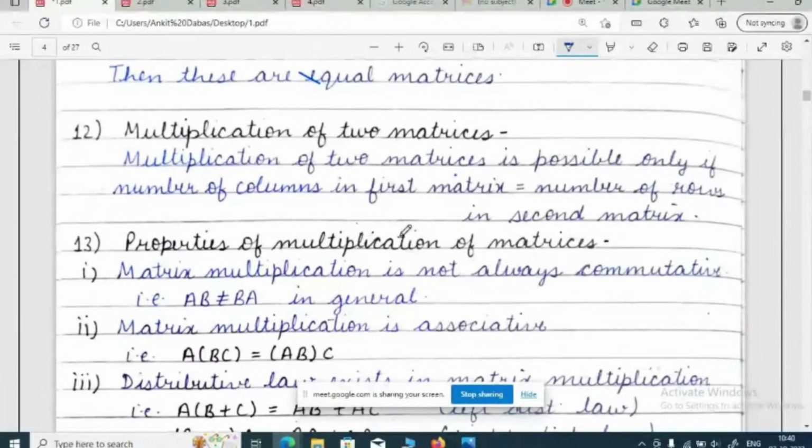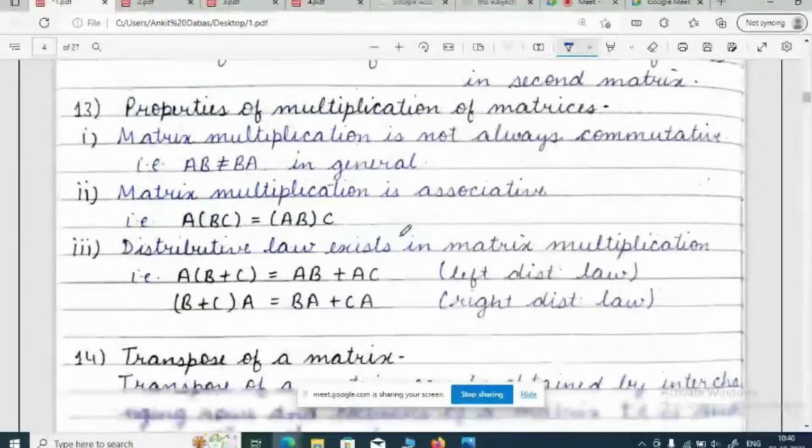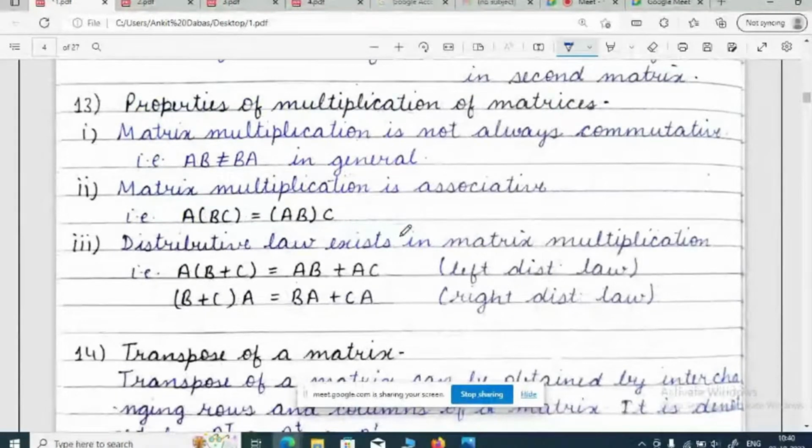These are some properties of multiplication of matrices. The most important property is that matrix multiplication is not always commutative. That is, AB may not be equal to BA. Second, matrix multiplication is associative, and it is distributive. And we can have a case where AB can be equal to 0, but BA may not be equal to 0, because they are not necessarily equal.